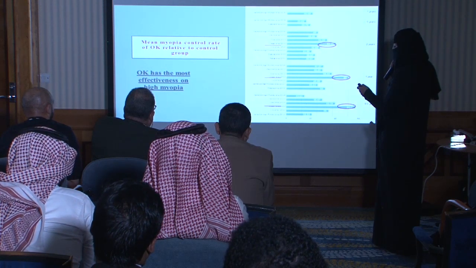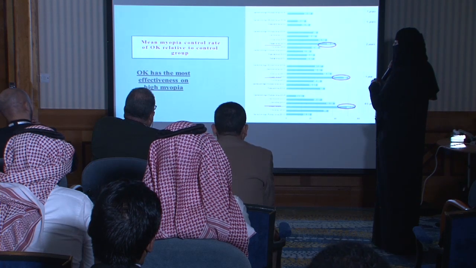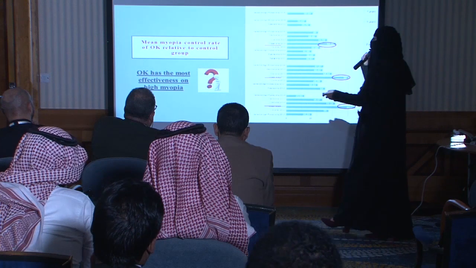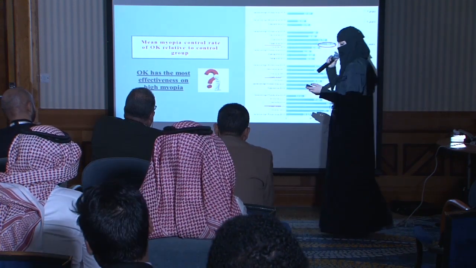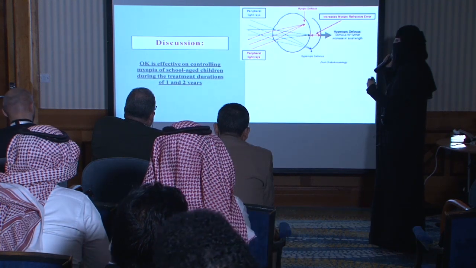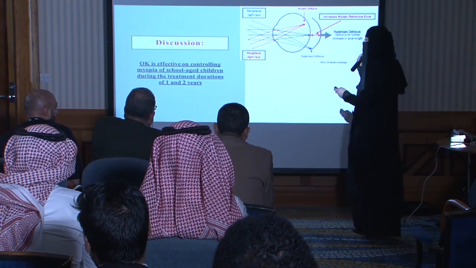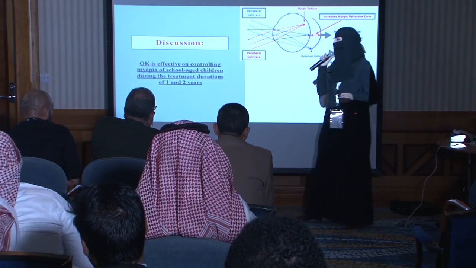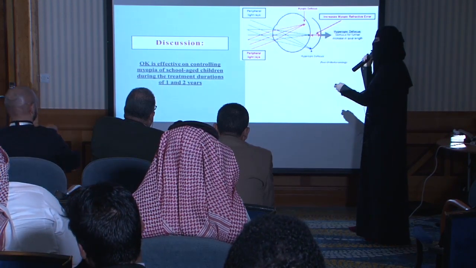So I have a question here. You can see ortho-K is the most effective approach. So why is ortho-K the most effective in high myopia? Please remember this question, and I will answer it in the discussion. So here in the discussion, I can say orthokeratology lenses are an effective approach in controlling myopia in school-age children during treatment at 1 and 2 years.